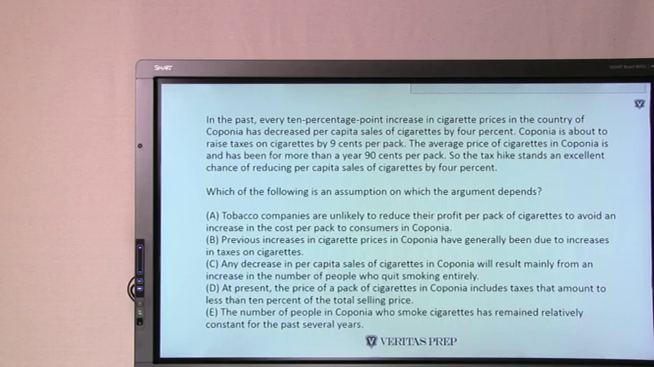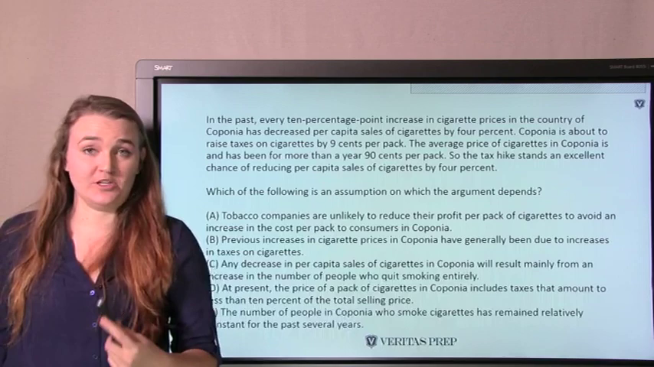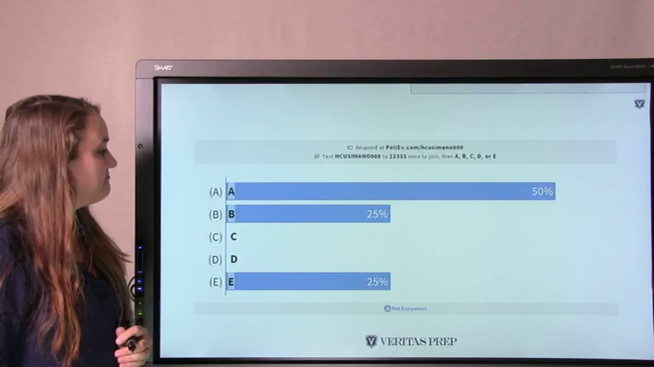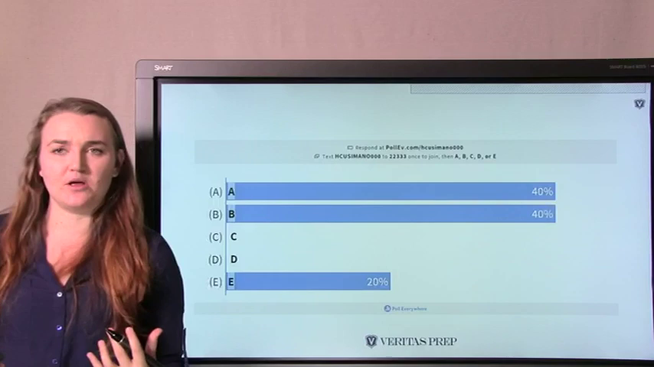All right, everyone, let's go ahead and circle back and talk a little bit about this one together. So again, we're looking for which one of the following is an assumption on which the argument depends. We've got a lot of folks on a very similar track here, but still a little disagreement along the way. So I want to make sure we're feeling comfortable with where we're at on this one. Let's go ahead and dig in.